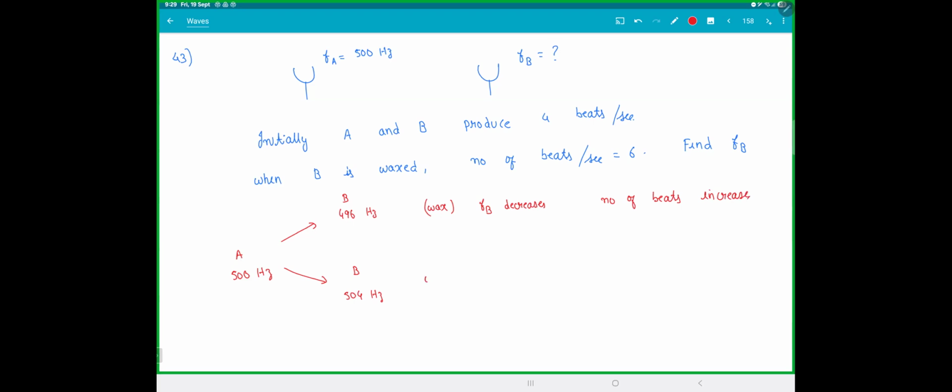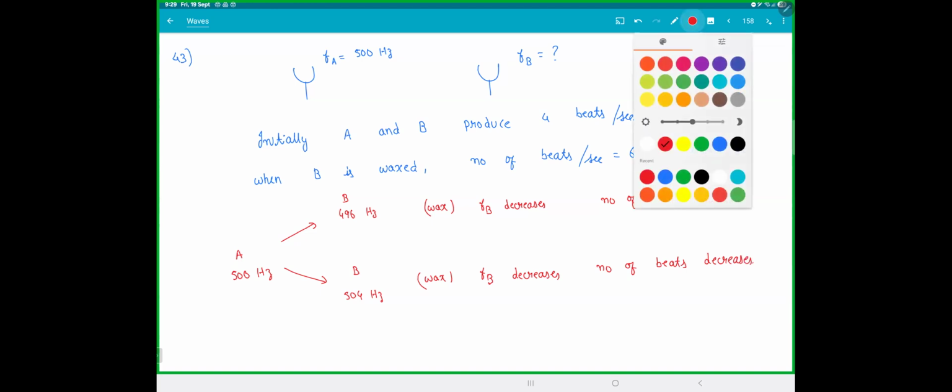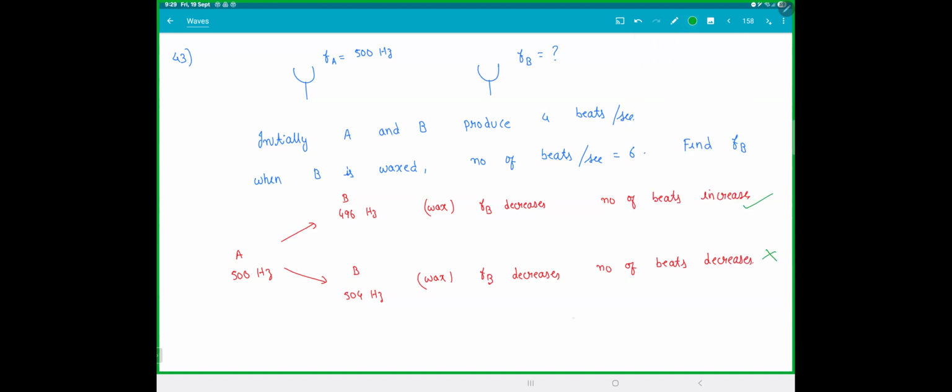But if you try to put wax on this 504 guy, again, remember, wax does not really have too much weight. It will decrease the frequency by maybe 2 to 3 hertz. So this thing also decreases. If 504 decreases, it becomes 502 or something. So the number of beats will decrease. And in the question it is given, it has gone from 4 to 6. So this is right and this is wrong. So therefore FP is 496. That is how you eliminate one of the possibilities.